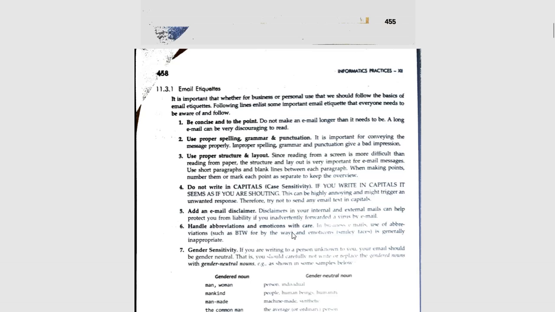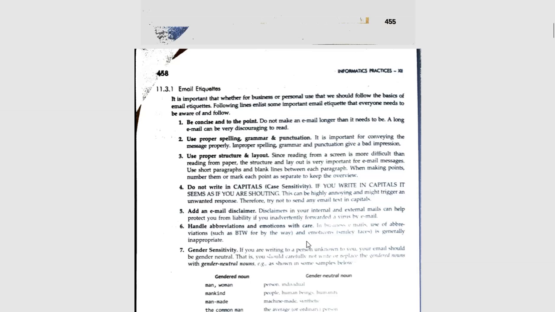Now handle abbreviations and emoticons with care. It may be possible that whenever you are writing some mail to someone, you may be using some abbreviations. Okay, for example, here btw. It is not clear to everyone what btw means. Some people may recognize that you are saying by the way, but maybe some people are going to have problems with these abbreviations. Okay, so they may be left guessing what it may mean. So you have to be very careful whenever you are writing mails and using abbreviations.